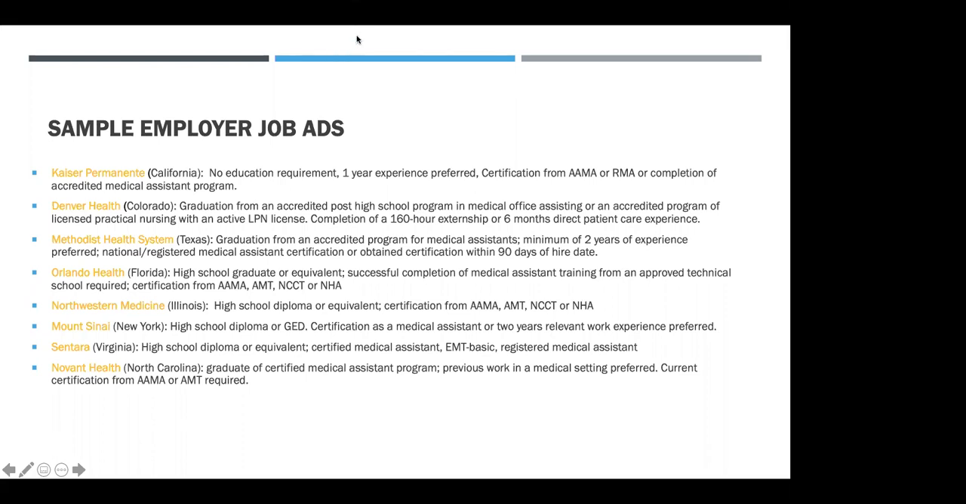So this is just to give you an idea. Again, it's not to say that every single job will require this, but it just gives you a sampling of what to expect if you want your high school students to be ready to work without actually going to a post-secondary school for further education.